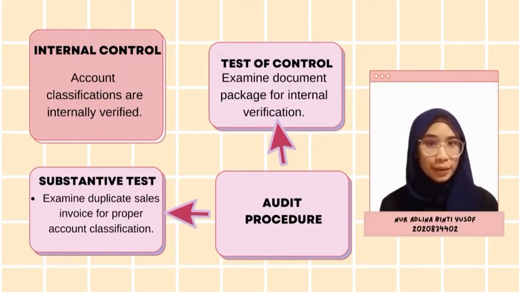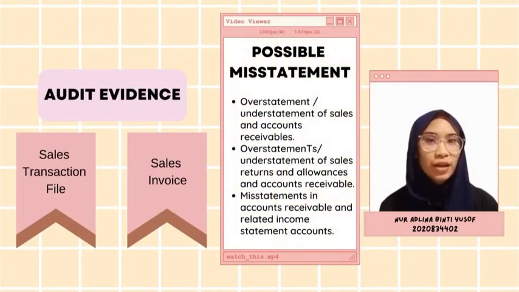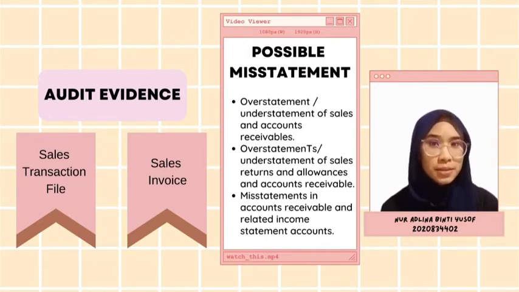In order for a company to properly record it, there are two audit procedures. The first one is test of control, is to examine document package for internal verification. Second one is substantive test, examine duplicate sales invoice for proper account classification. The audit evidence for classification are sales transaction file and sales invoice. For the possible misstatement, overstatement and or understatement of sales and account, overstatement or understatement of sales return and allowance, account receivable, misstatement in account receivable and related income statements account.